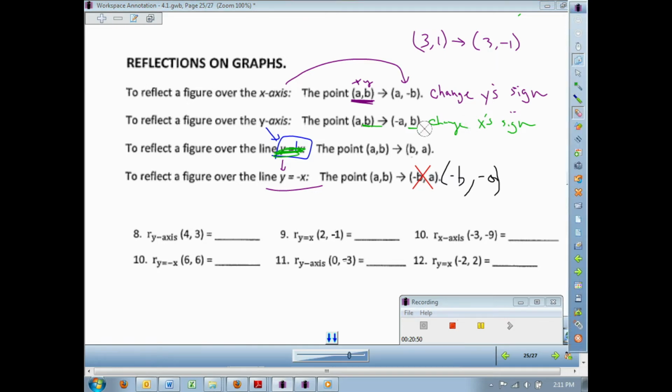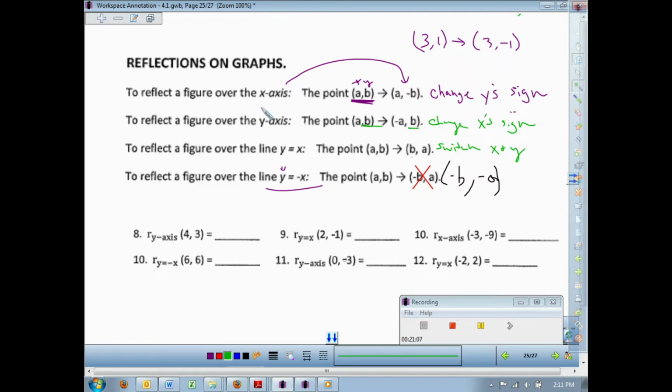To reflect over the line y equals x, do you notice that no signs changed because these are all positive, these are all positive. There's no negative symbols. No signs changed, but the A and the B switch places, so you're going to switch x and y around. So like the point 4, 3, if you want to reflect it over the line y equals x, will become 3, 4. And we'll see examples of this here as we get going. We're just writing the rules down.